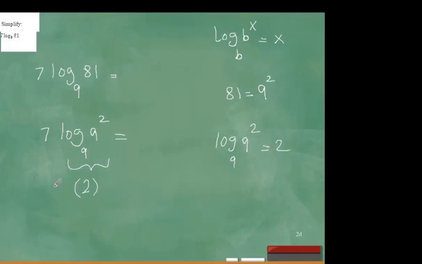And then we have 7 here. We need to multiply that together. It would be 14. So log of 81 with the base 9 times 7 would be equal to 14.